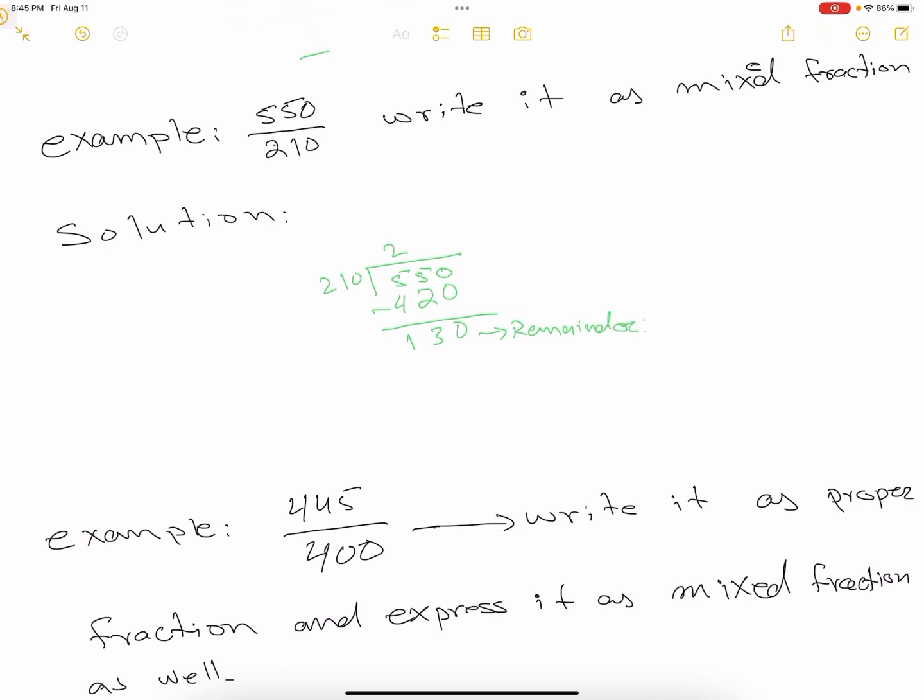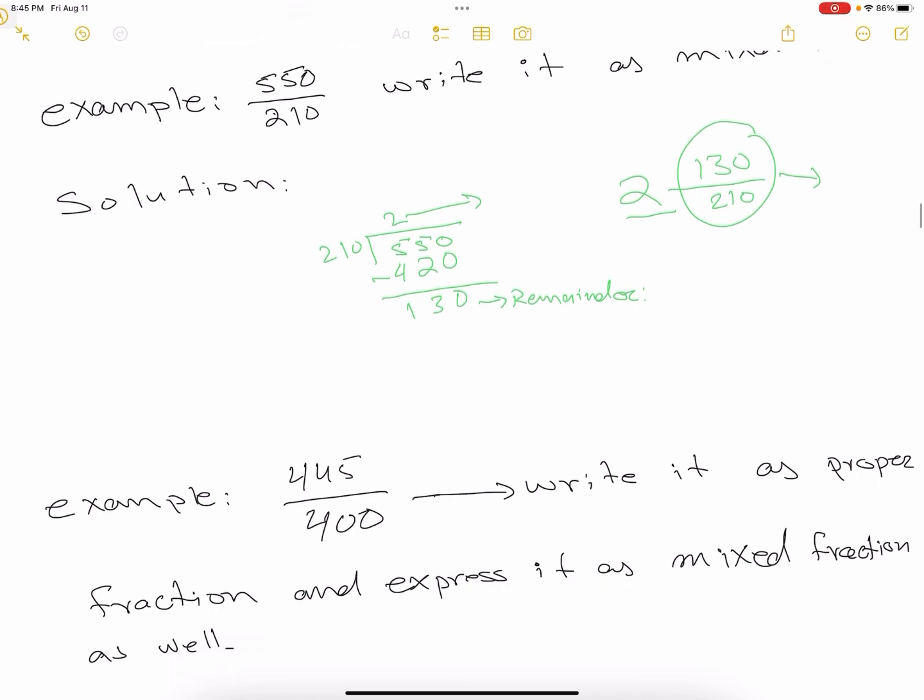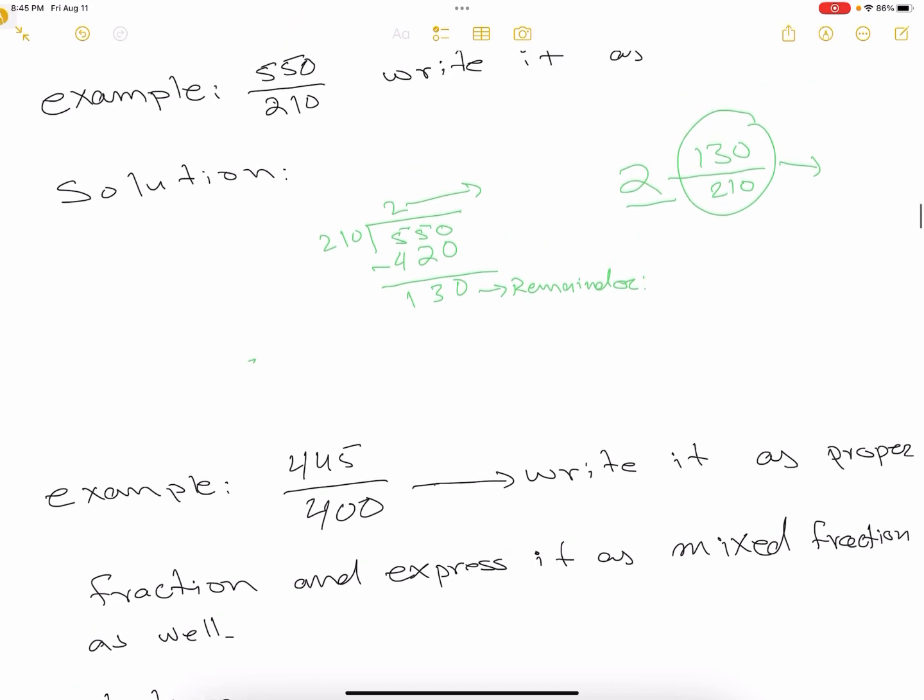Now, to write it as a mixed fraction, we write the quotient as a whole number, then a fraction bar, and whatever the remainder is, 130 over 210. So a whole number and a proper fraction. Proper fractions are the fractions whose numerator is smaller than the denominator. So we can say 550 over 210 is equal to 2 and 130 over 210. They're the same thing.